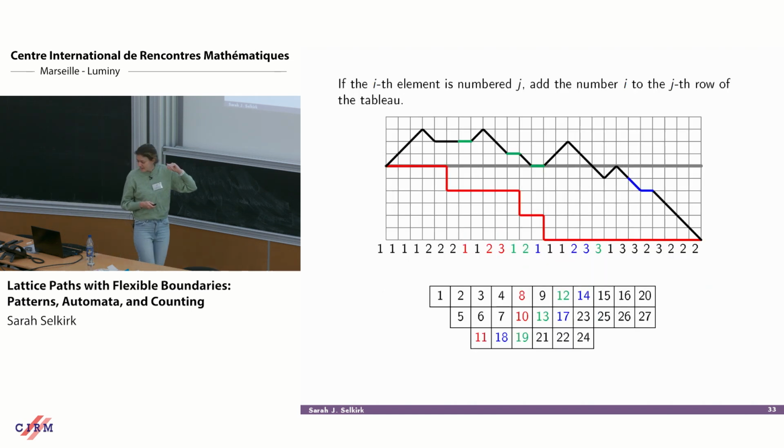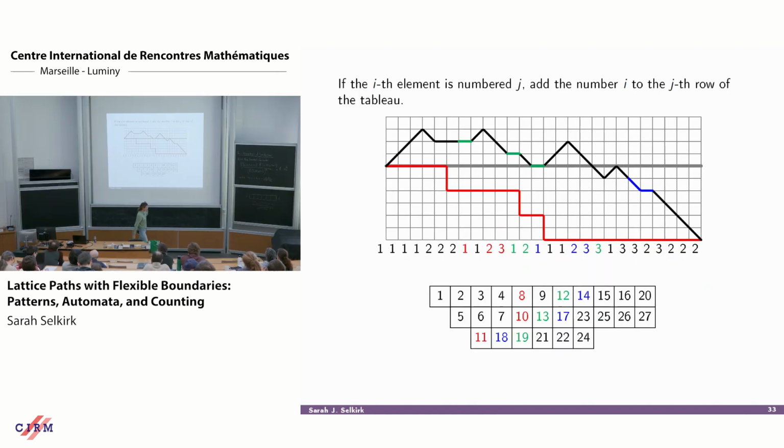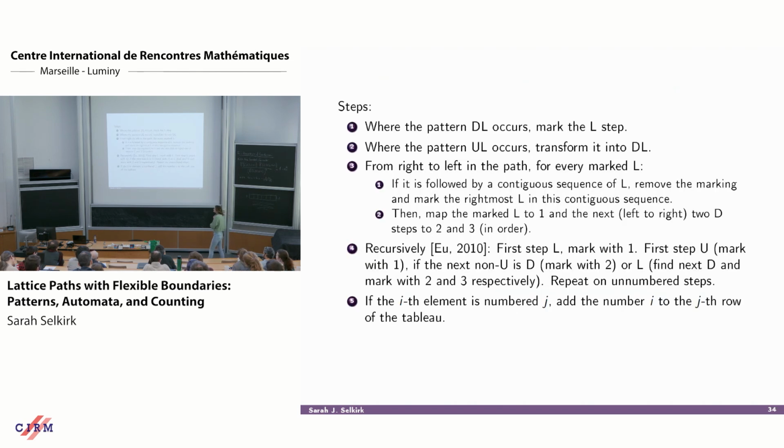Okay? And then once we have our full numbering, what we do is we append a 1 onto the start, and then going from left to right, we write the numbers 1, 2, 3, 4, 5, 6, and so on. We write them then in our shifted Young tableau. Okay. So that is the entire procedure for going from a moving boundary path with those specific requirements to a shifted Young tableau.